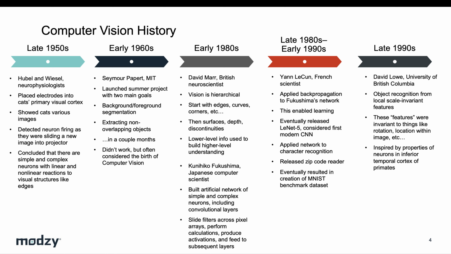So fast forward a bit, late 1980s, early 1990s, a French scientist applied what we call backpropagation to Fukushima's network. And what this did is it enabled learning. So at a high level, the way that this works is, let's say that you've got an image classification task.